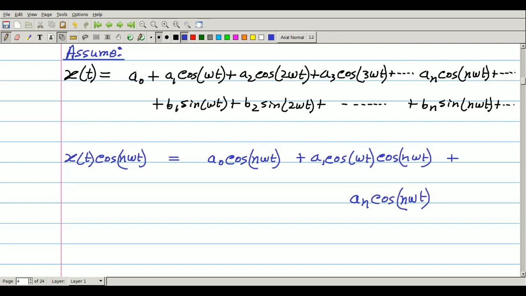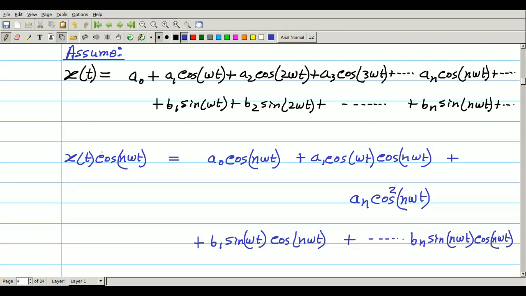and another cosine n omega t is multiplied, so this will become cosine squared, then plus b1 sine omega t multiplied with cosine n omega t, plus in the same way we will have b2 sine 2 omega t multiplied with cosine n omega t, and so on. So somewhere here we will get bn sine n omega t together with cosine n omega t.